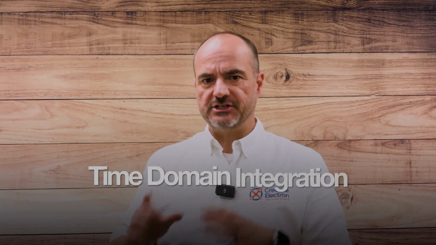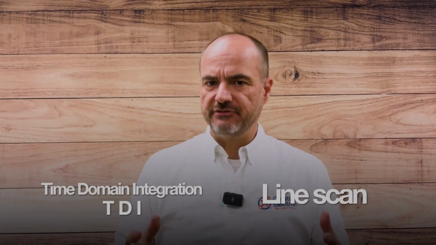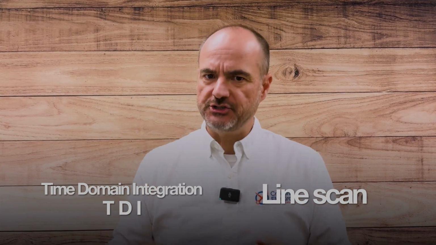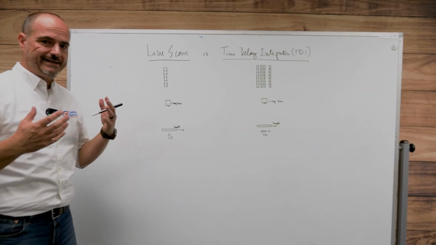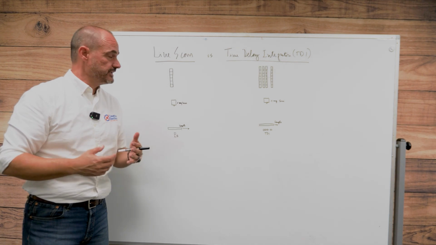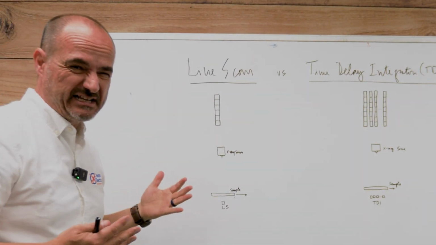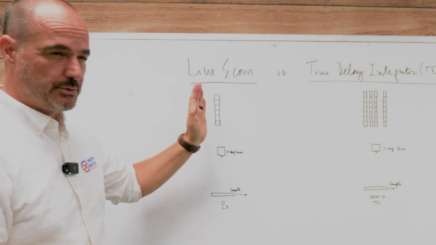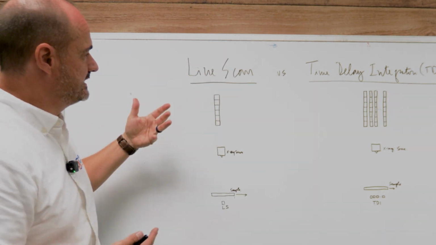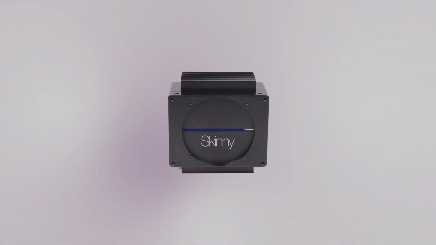Time Domain Integration, TDI, and line scan. What's the difference between these two technologies and when should you use them? Today we'll find out. So line scan is a type of X-ray sensor that has one column and several rows. Some line scanners have maybe 2, 3 columns, but the whole idea is that it's a very skinny X-ray sensor.